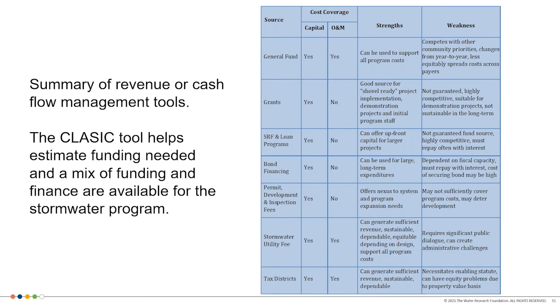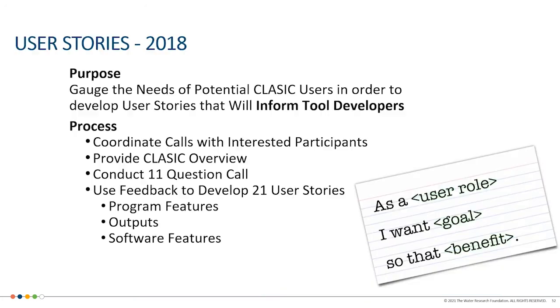And part of the guidance documents we have prepared is to discuss the different types of funding sources that are available for stormwater, and how the CLASIC tool again helps estimate high level funding and determine the trade-offs between different types of practices that might be available for stormwater planning. Next slide. I think it's back to you, Tanya.